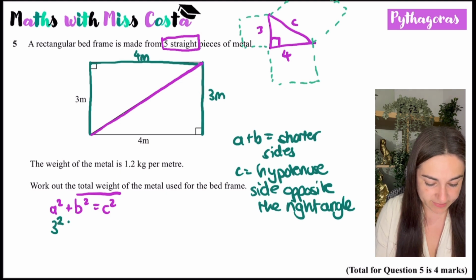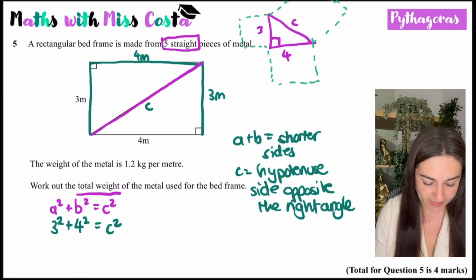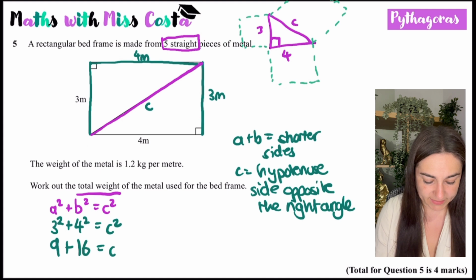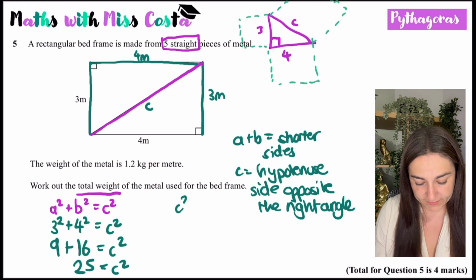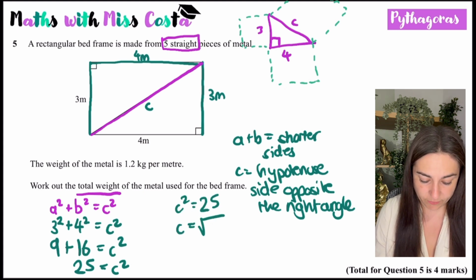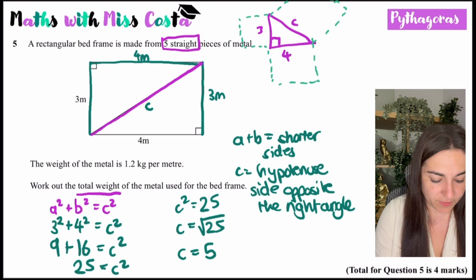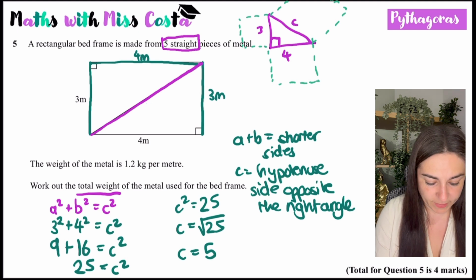So you've got 3 squared plus 4 squared must equal c squared, and c is this length here. So 3 squared is 9, 4 squared is 16, that must equal c squared. 9 plus 16 is 25, so 25 equals c squared. And then if c squared equals 25, to work out c, you're going to need to do the square root. So c is the square root of 25, therefore c equals 5. So I know that this length here is 5 meters.